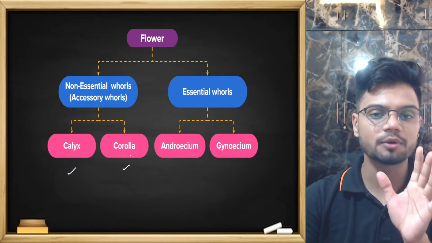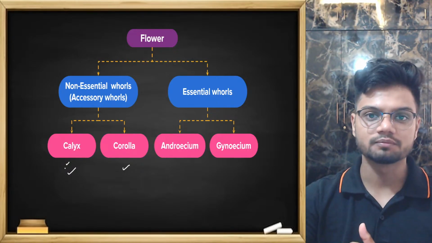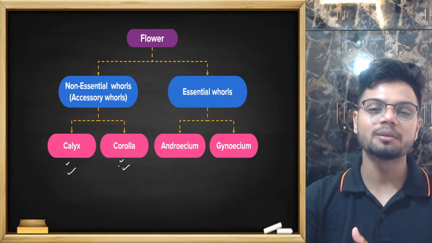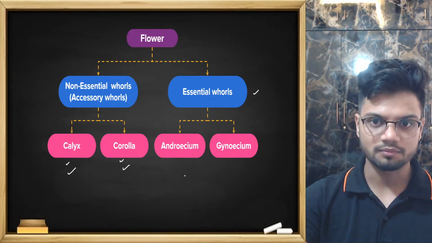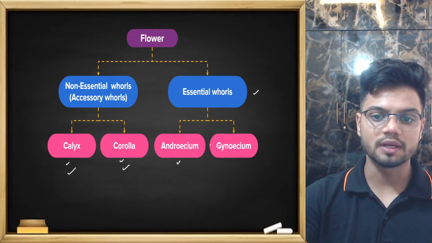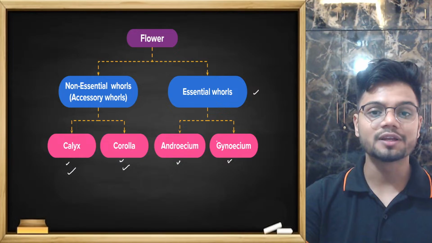They do not directly help in reproduction, but have an indirect role. For example, calyx will help in protection of the flower. Corolla will help in attracting the pollinators. Then we have essential whorls, whose function is very direct. For example, androecium will produce the pollen grains, gynoecium will produce the egg or the ovules, right? Where fertilization can take place.